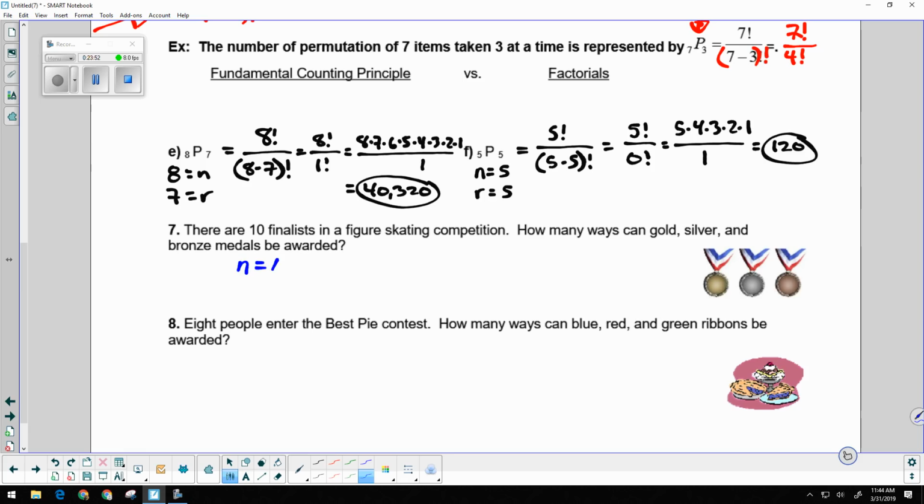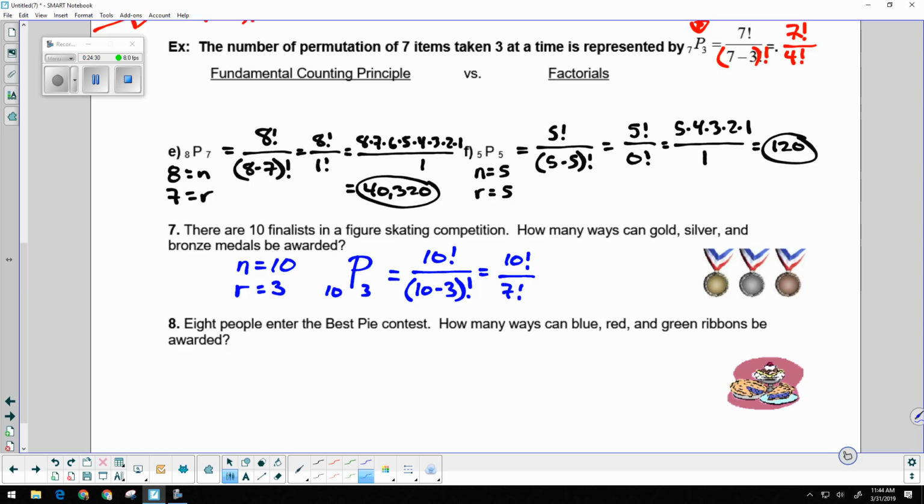So n is the total number of figure skaters, which is 10. Now, we're going to award 3 places, bronze, silver, and gold, right? So we are taking 3 places at a time, so r is equal to 3. When we write the permutation formula, it's going to look like this, and then we plug it in: n factorial over n minus r factorial, which would be 10 factorial over 7 factorial.